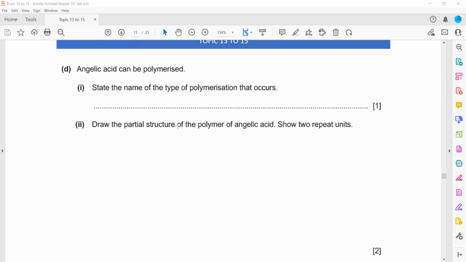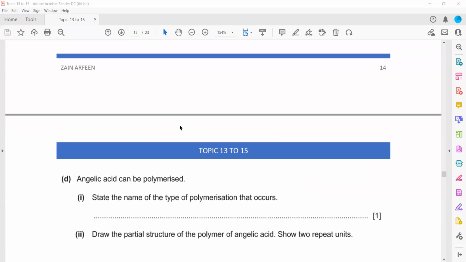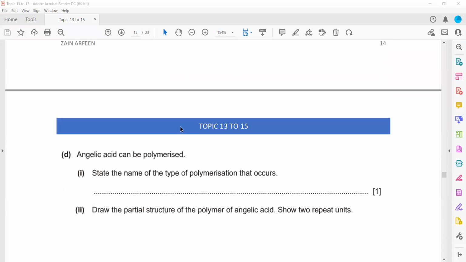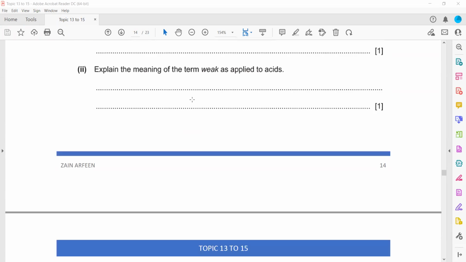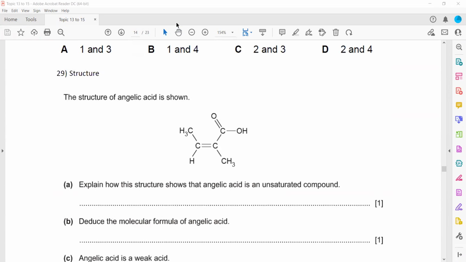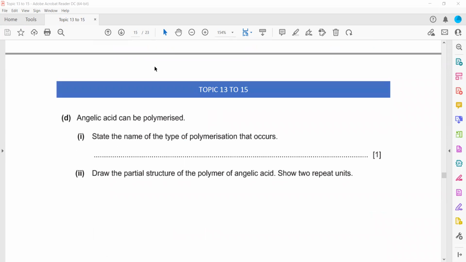Angelic acid can be polymerized. State the name of the type of polymerization that occurs. The polymers are named after the monomer. As you can see, there is a carbon-carbon double bond. So whenever there is a carbon-carbon double bond, what kind of polymerization will occur? There will be addition polymerization.